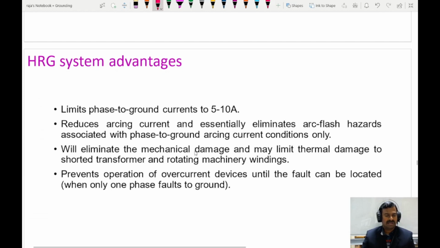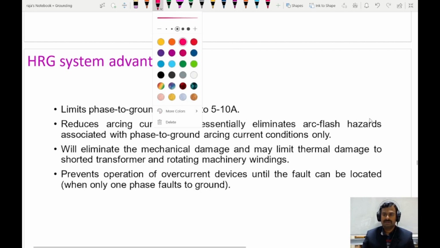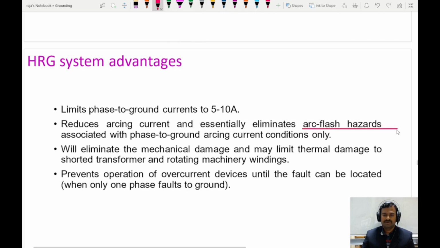Next, the HRG system, that is the high resistance grounding system. In this case, the current would be restricted further, and the current would be limited to 5 to 10 ampere. So the resistance which is inserted would have a higher value, so that the current would be restricted to a very small value. Again the advantage: the arc flash hazards can be reduced further, and the phase to ground arcing current can also be reduced. The mechanical damages can be reduced and the thermal damages can also be reduced.